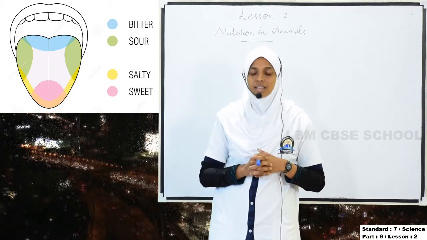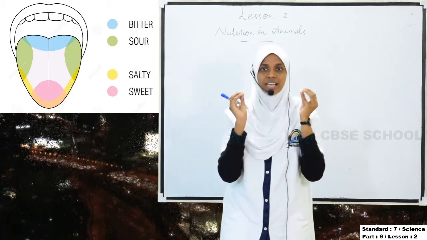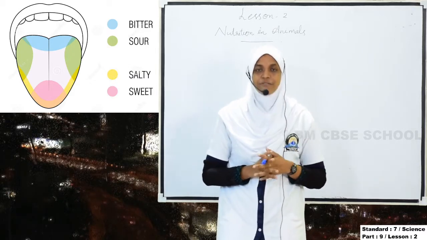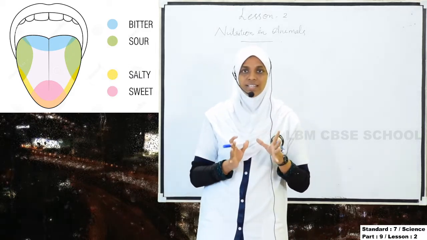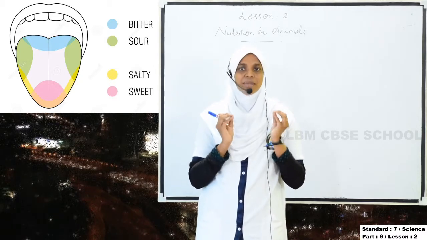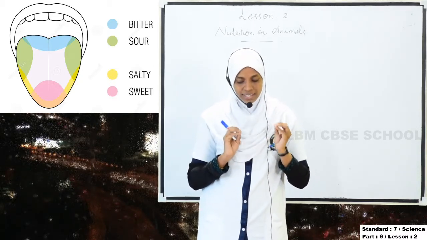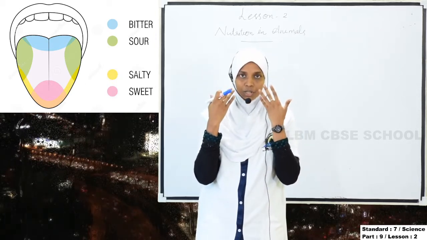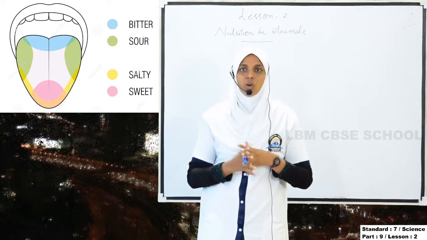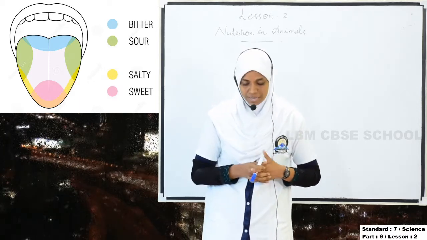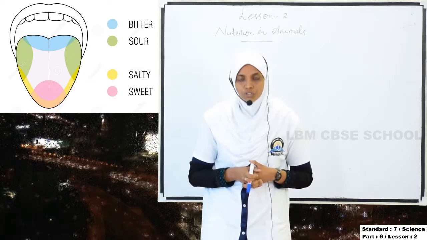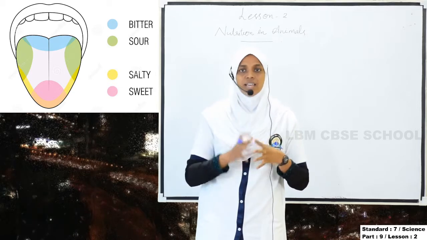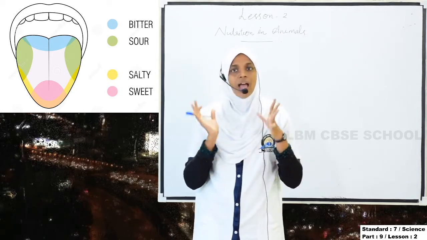എന്തൊക്കെ യൂസസ് ആണ് ടങ്ങിനുള്ളത്? Where is the tongue situated? The tongue is a fleshy muscular organ attached to the back of the floor of the buccal cavity. Buccal cavity യുടെ back side ലായിട്ട് ഈ tongue കാണപ്പെടുന്നു. It's a muscular organ. We can see the tongue at the back of the floor of the buccal cavity.